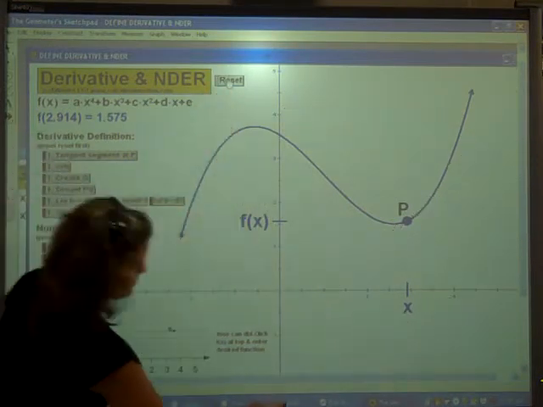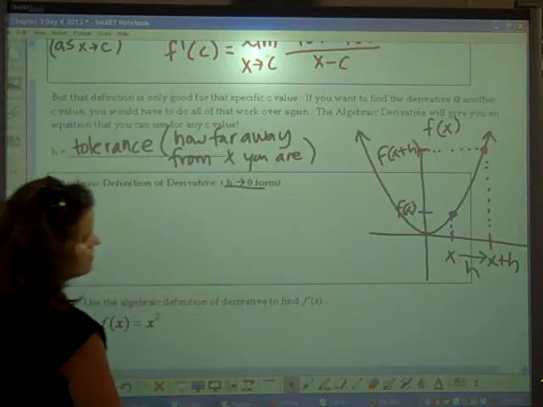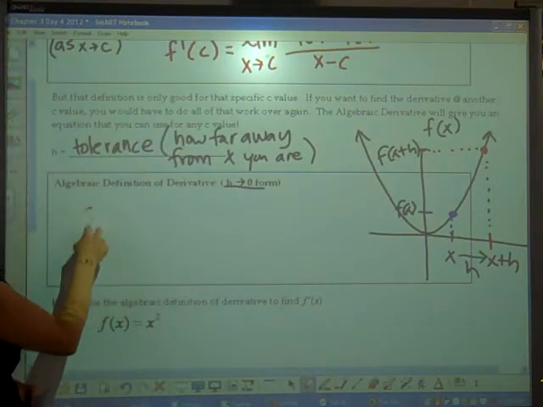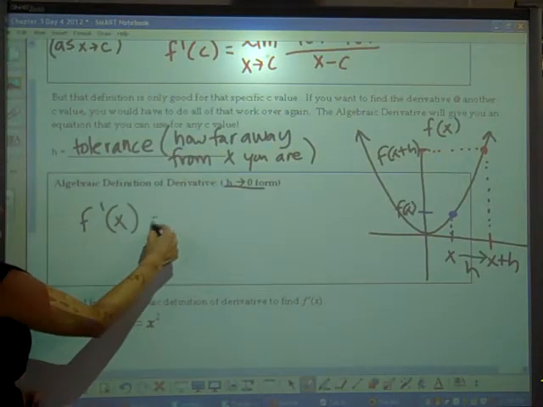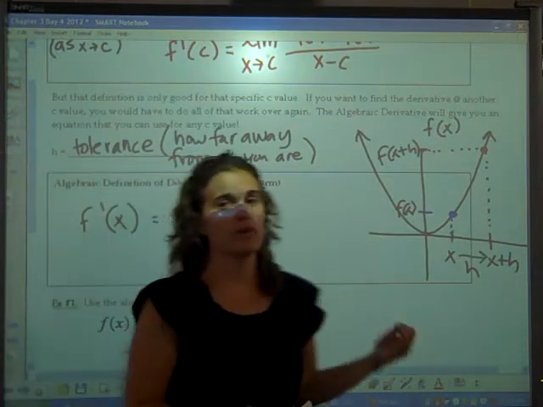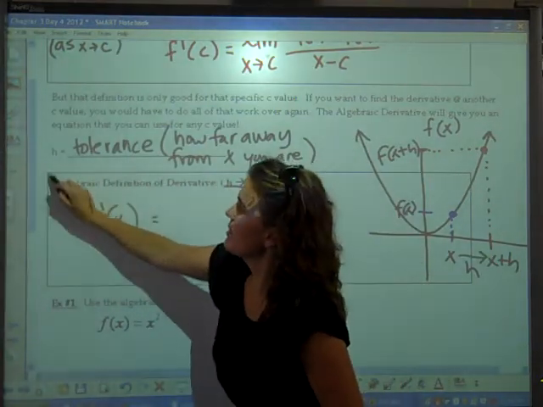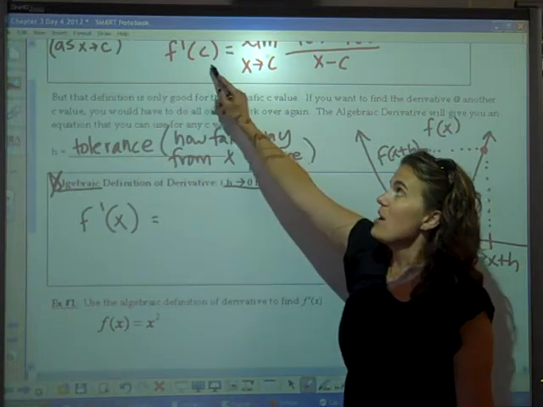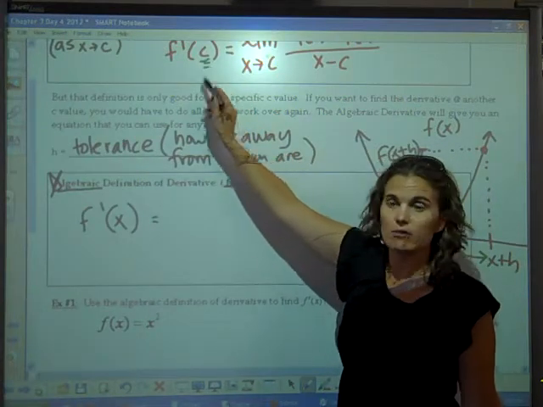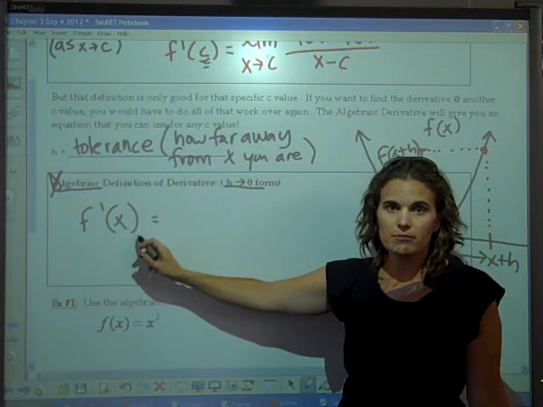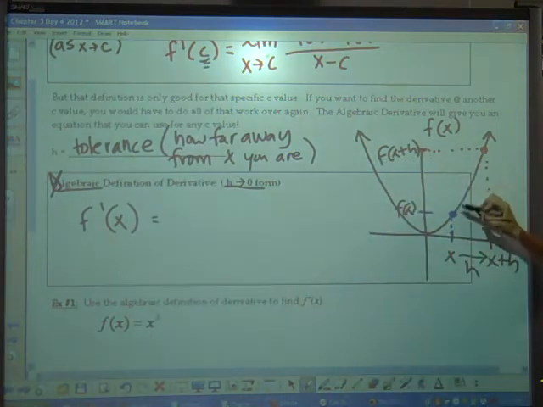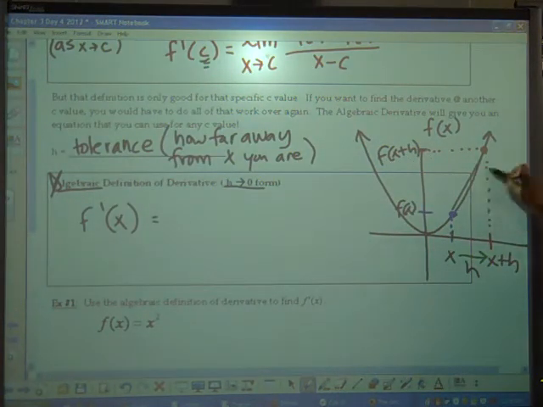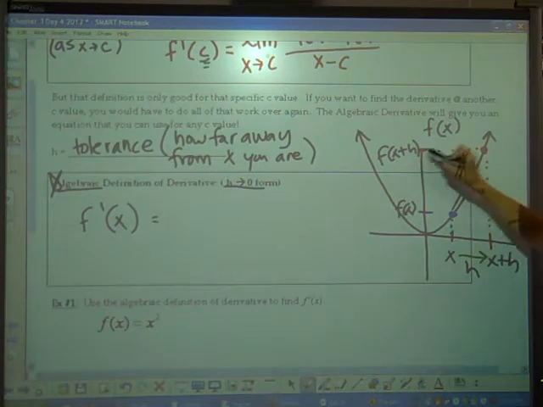Okay, so reset. If I go back to my thing here, we're going to say that f prime of x, the derivative for any x value, and that's why this is a much better definition. It's the algebraic definition. It will work for every x value. This guy only worked for that specific c value. This will work for every x value. Okay. Still the difference quotient. We're finding the slope between those 2 points.